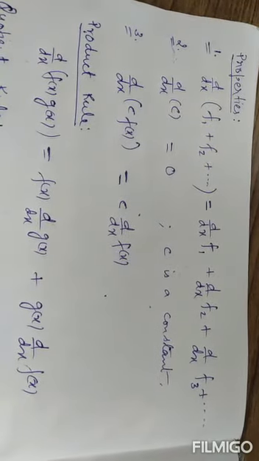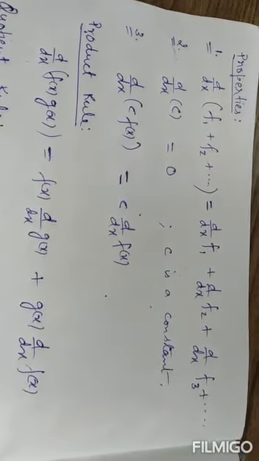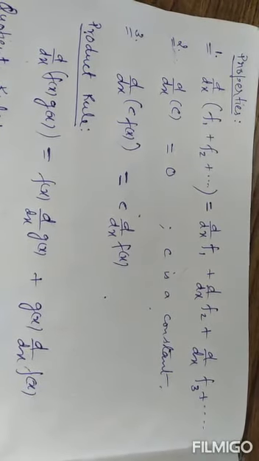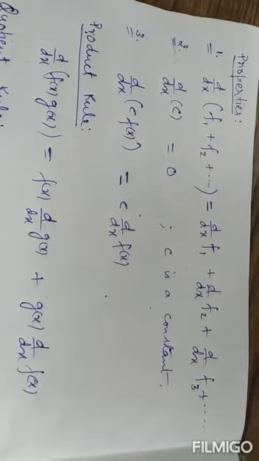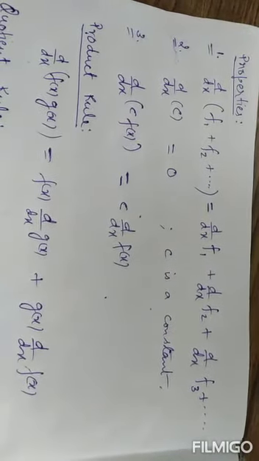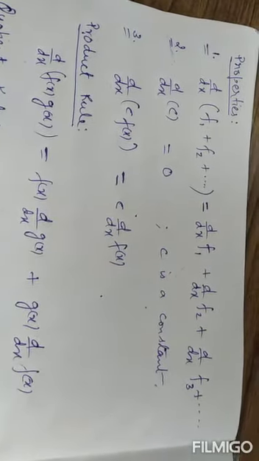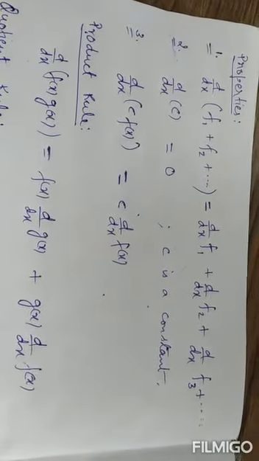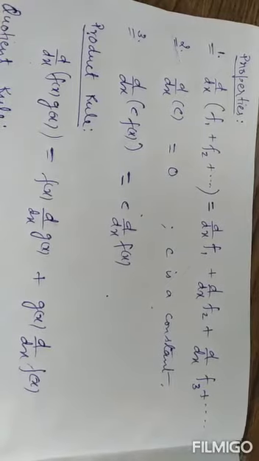And then property number 3 says that d/dx of c f(x) equals c times d/dx of f(x). That means when I differentiate a constant times a function, the constant will come out of the differentiation, and then we only have to differentiate f(x).